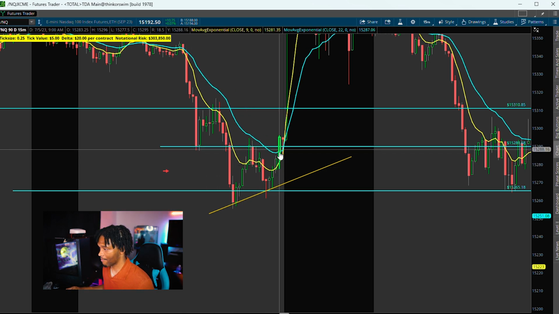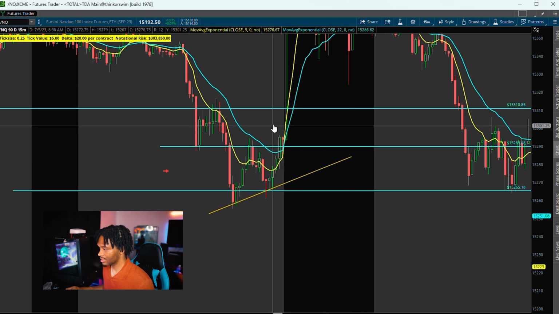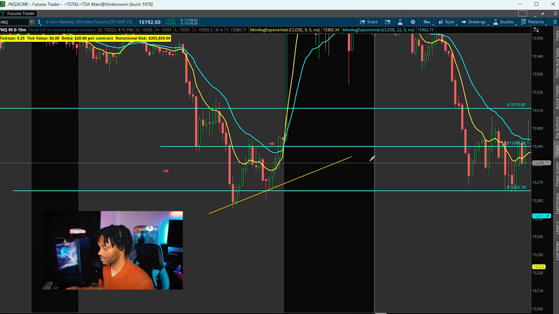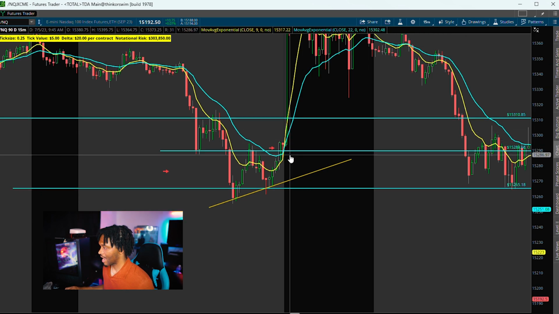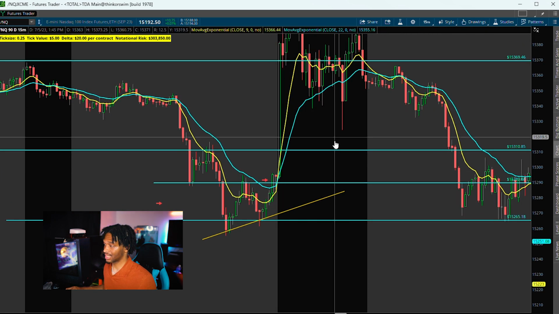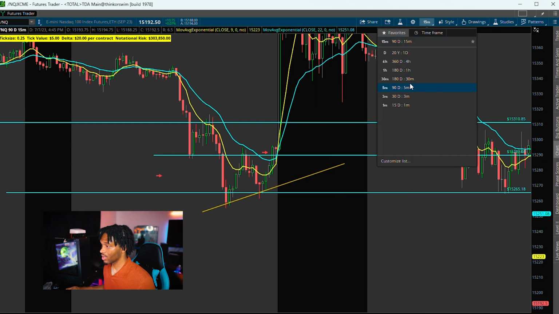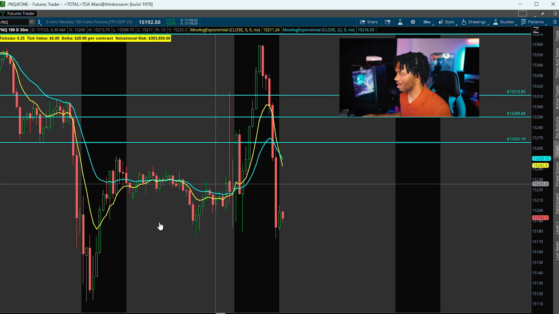right? And what I had: support, resistance, cool. We break above this 15,289. I would love an entry right here. That's what we did. As long as we hold, we're good. My stop loss is going to be below this level. We had a massive move, massive candle up, right?